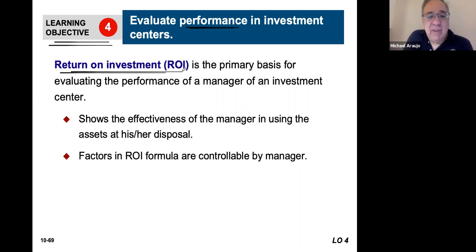So the return on investment becomes the critical feature in how to evaluate the performance of a manager in charge of an investment center at a company. Okay. So ROI is going to be the thing for learning objective 4 that you're going to need to focus on here. This is the skill. This is the financial ratio that we use. Again, we're looking to show effectiveness of the manager that has a lot of assets at his or her disposal. How do they make those investments? Or is it paying off for the company? And all the factors really are controllable by the manager in most cases.